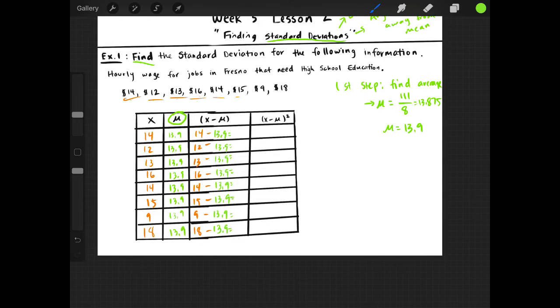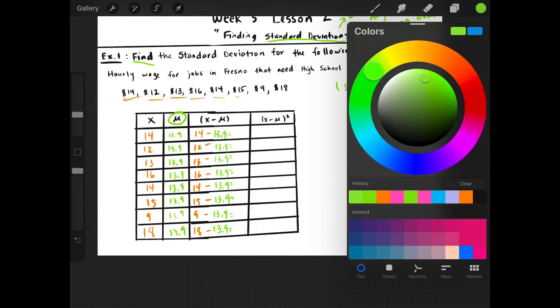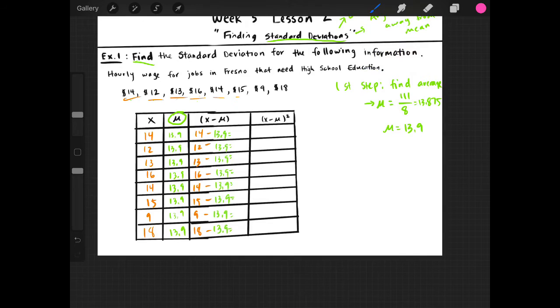I trust my math, but gosh, 14 minus 13.9, my bad, 0.1. Come on now. So I'm going to put 0.1 here. 12 minus 13.9. You have a calculator, okay? Negative 1.9. 13 minus 13.9, negative 0.9.